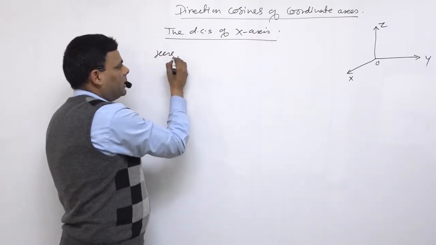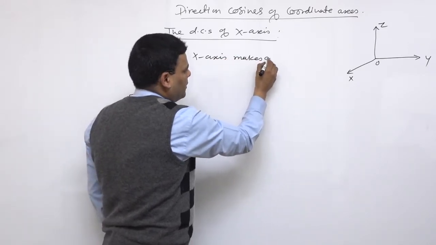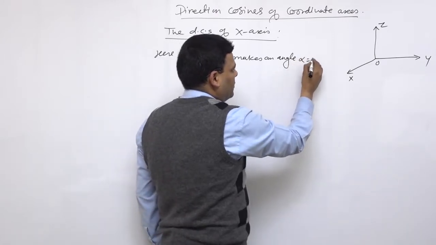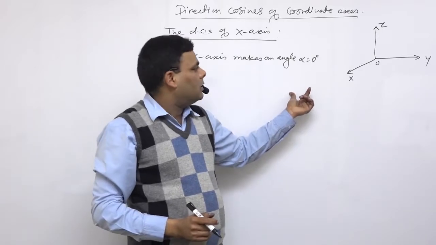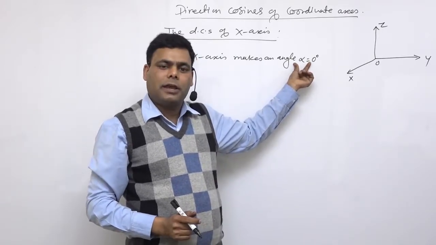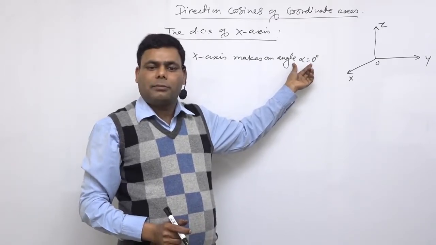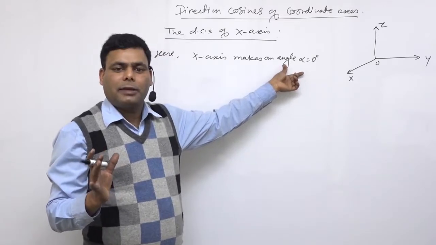Here the x-axis makes an angle alpha equals 0 degree. Now throughout this chapter we take alpha as the angle made by a line with the positive x-axis, beta as the angle made by a line with the y-axis, and gamma as the angle made by a line with the z-axis.